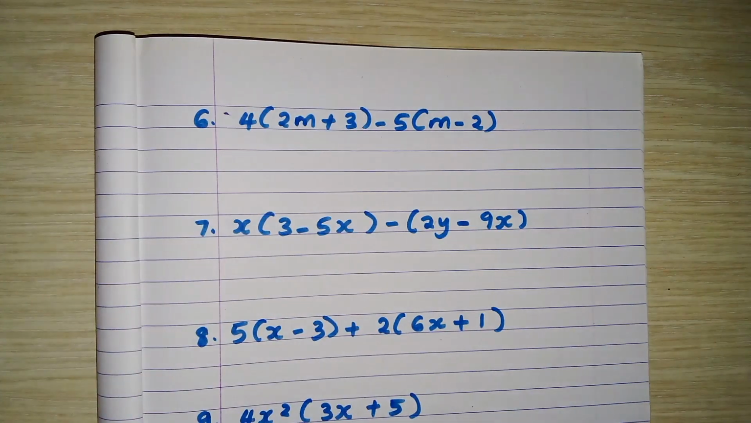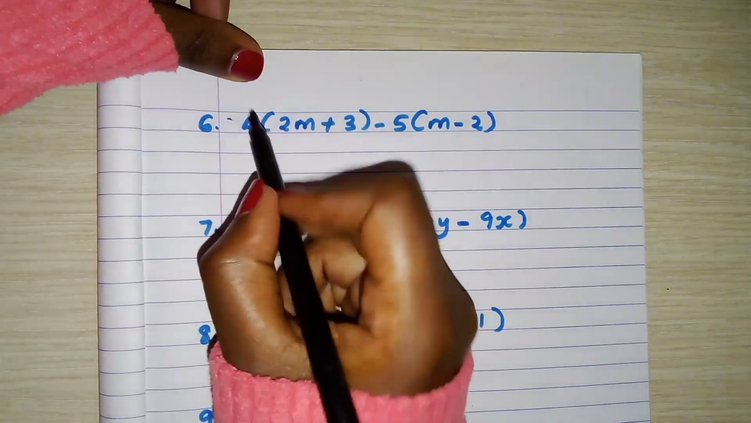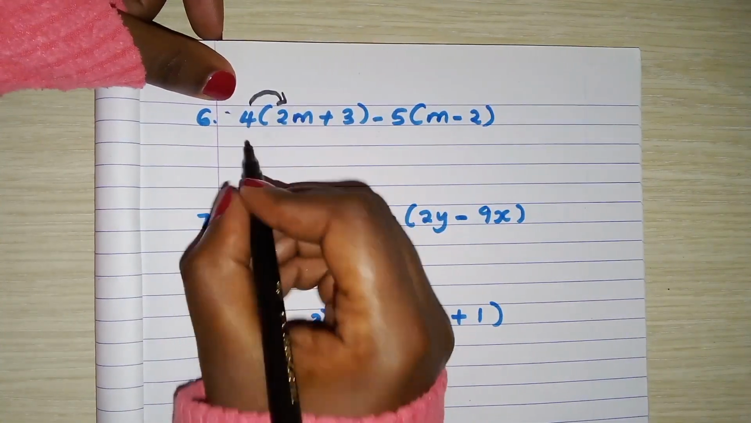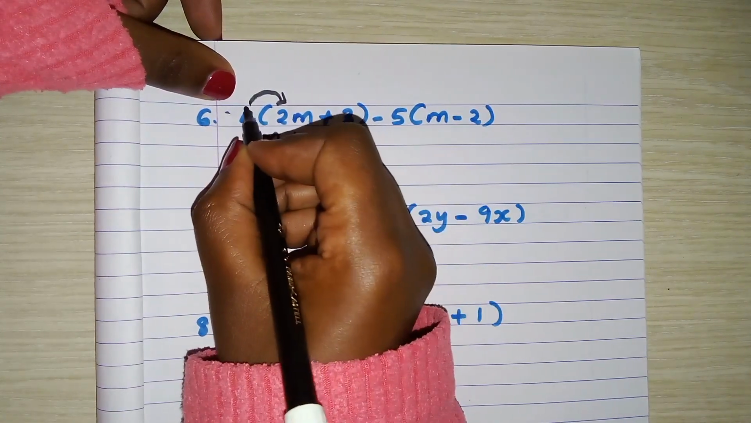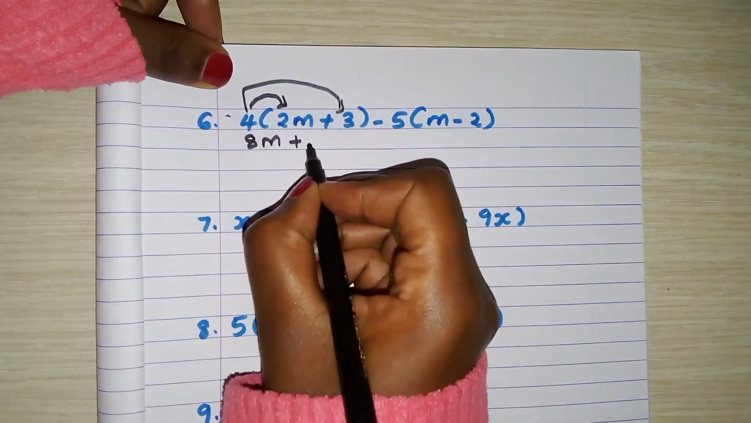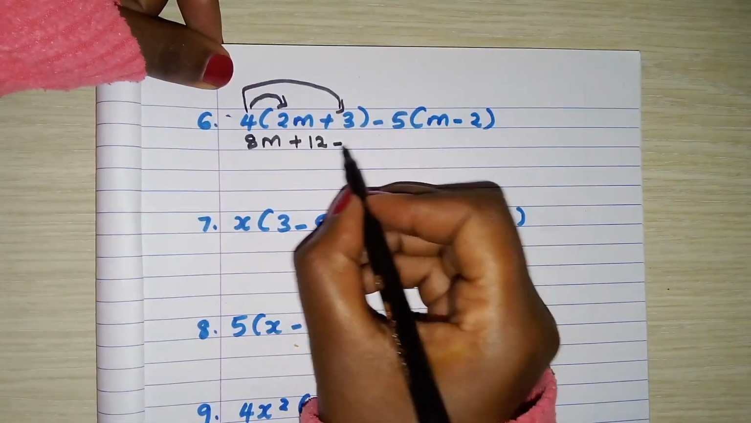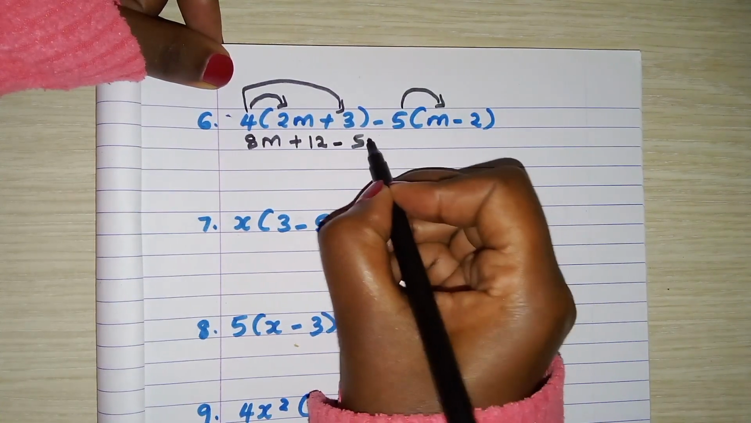So now it's the same concept if we add another pair, another bracket here. So basically you're just doing 2 times 4 times 2m is 8m. Then you put a plus. 4 times 3 is 12. So you're done with that part. Then you do this one. So you have a minus. 5 times m is 5m.